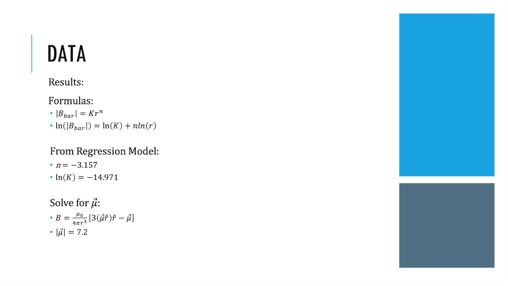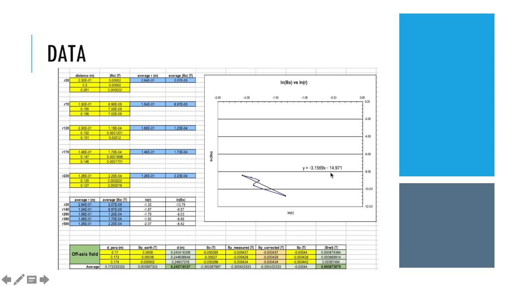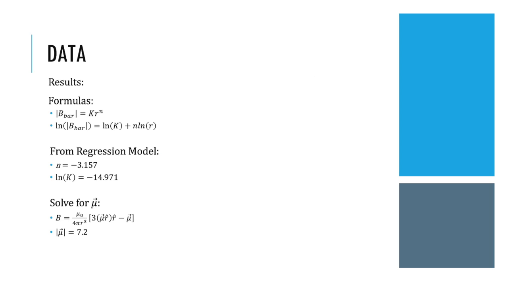The main results are the formulas we get after transforming, so taking the natural log of both sides, we get ln of B equals ln K plus n ln r. From the regression model in the previous slide, we know that n equals negative 3.157, and ln of K is negative 14.971. This information comes from the regression equation here, where n is our slope and ln of K is the intercept. With all the information we just found, we can go back and solve for mu. In this case, we got that our mu, or the magnetic dipole moment, is 7.2.